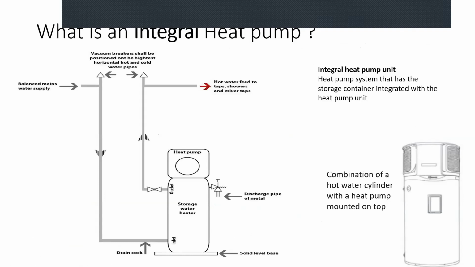Well, ladies and gents, this is the integral heat pump. What you're seeing in integral heat pump units are not split type. And therefore, you can't see an external primary loop as you saw in the previous slide. If you look at the definition, an integral heat pump unit is a heat pump system that has the storage container integrated, put together, joined together with the heat pump unit. It's a combined unit. So if you look at the picture on the right-hand side, as my notes say, it's a combination of the hot water cylinder with the heat pump mounted on the top.